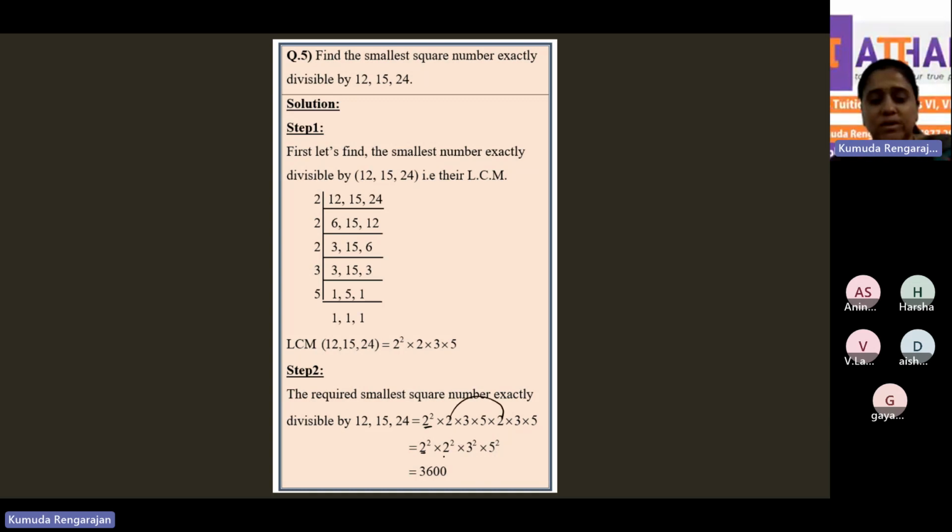Then 2 into 2 becomes 2 square, this 3 into 3 becomes 3 square, and this 5 into 5 becomes 5 square. Now see, every number occurs in pairs. So I should now multiply this. How? 2 square is 4, 3 square is 9, and 5 square is 25. And this product is 3,600. All right.